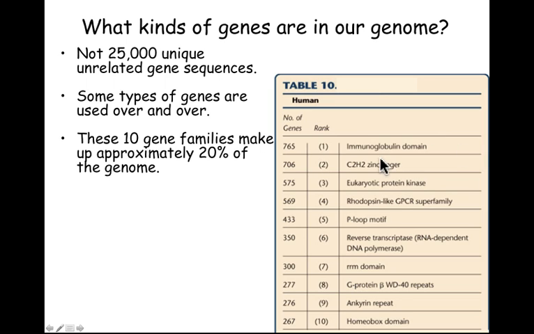So things like immunoglobulin domain proteins, part of your immune system, the C2H2 zinc finger proteins, which are involved in DNA binding, kinases.